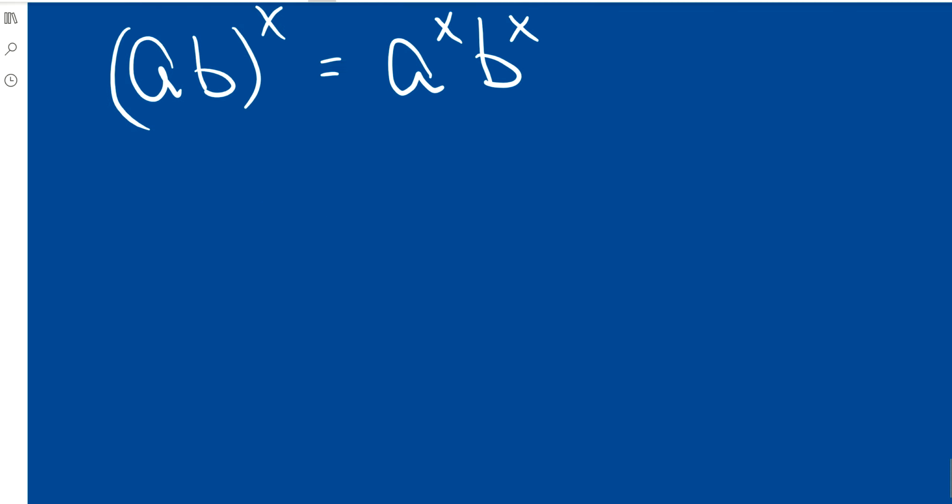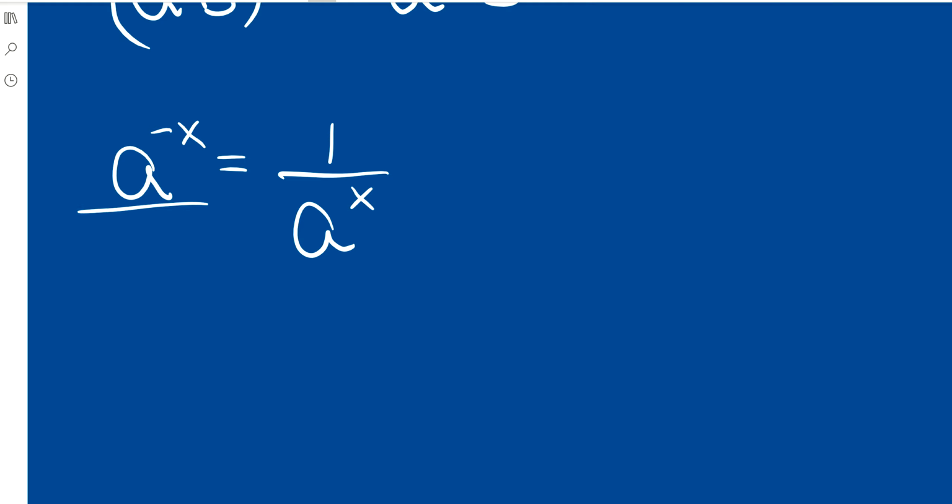All right, and you remember some of these other ones. A to the negative x equals 1 over a to the positive x. Remember, this is like a numerator, this is the denominator, and we flip the position that it's in. It's in the numerator, so if I bring it to the denominator, the exponent only turns positive, not the base number, not the a, just the exponent.